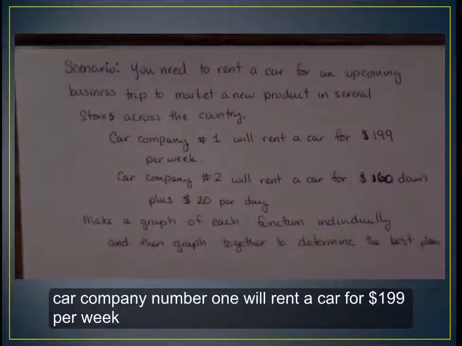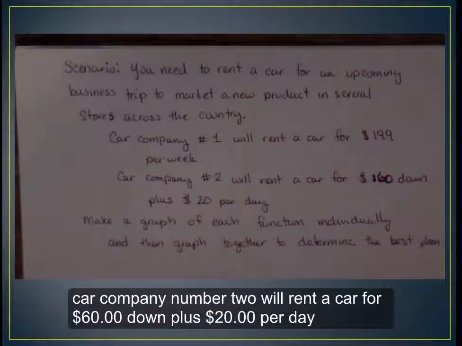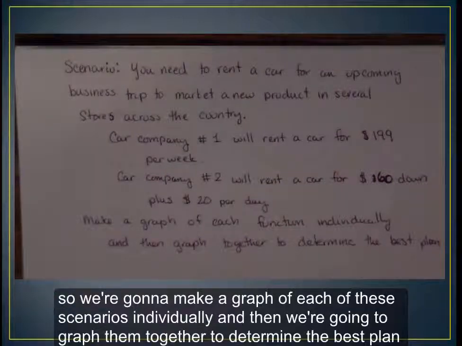Car company number 1 will rent a car for $199 per week. Car company number 2 will rent a car for $60 down plus $20 per day. So we're going to make a graph of each of these scenarios individually, and then we're going to graph them together to determine the best plan.